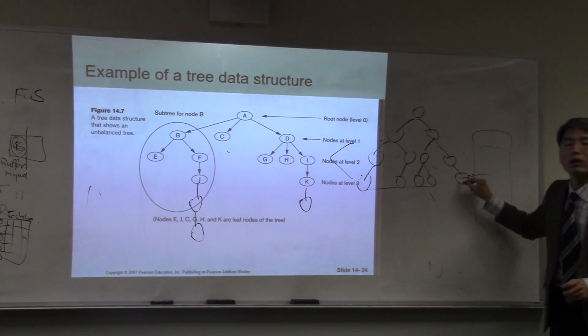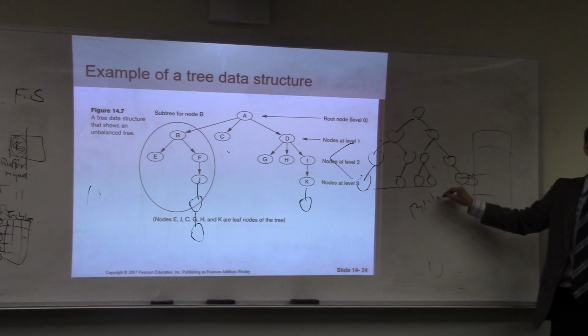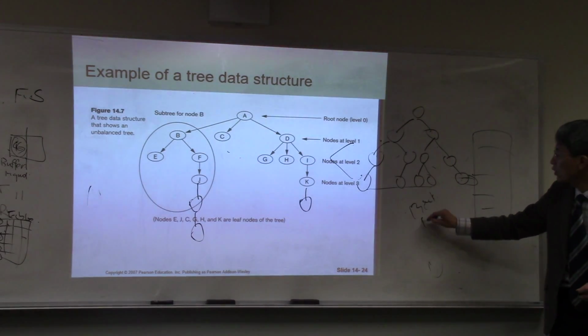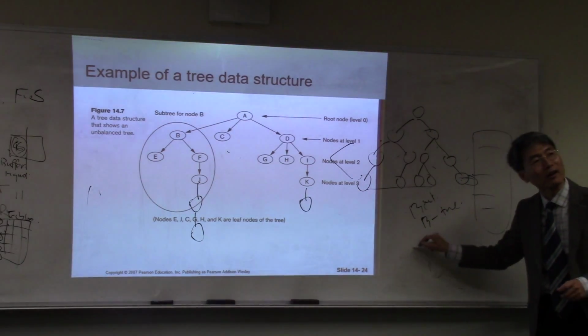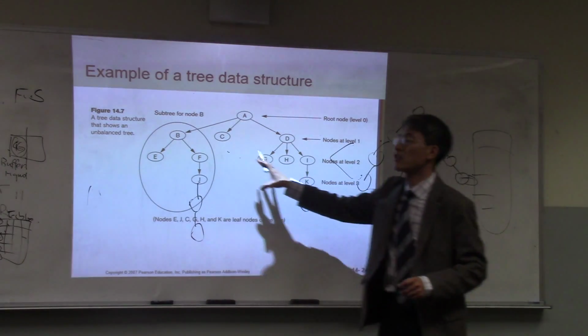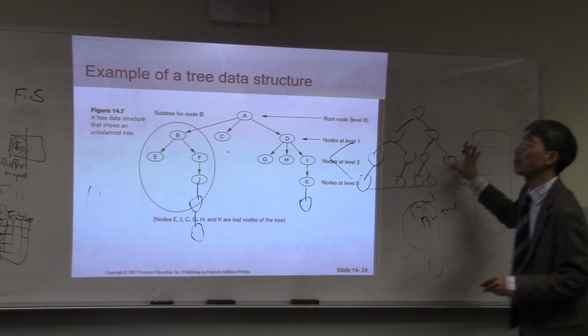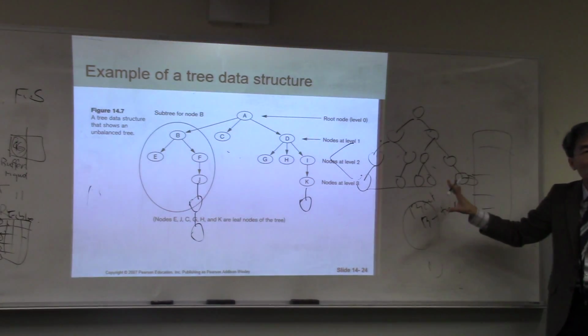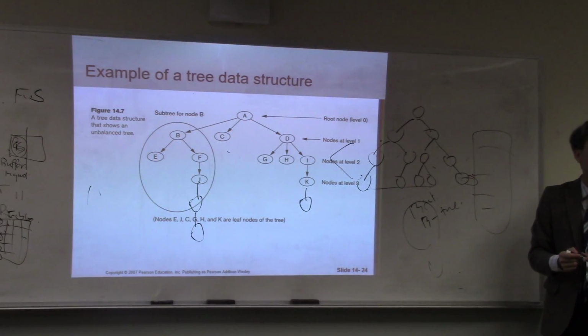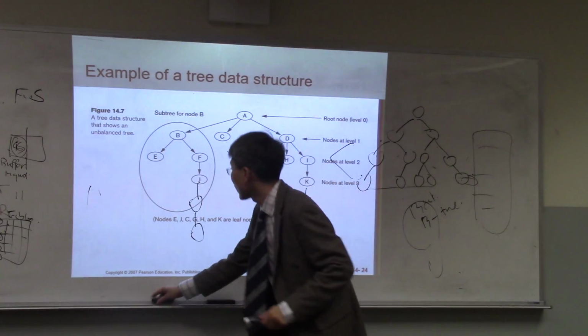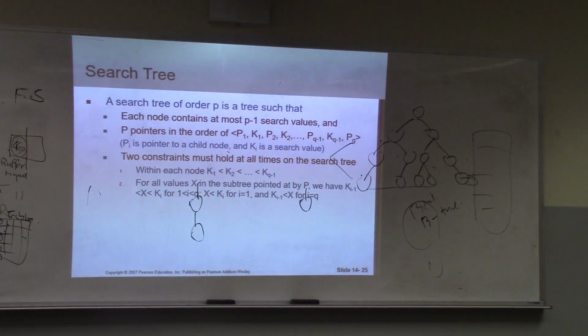So this is called a balanced tree. Because of that, B-tree is called balanced tree. This is just a search tree, a general search tree, and this is a balanced tree. And the DBMS uses such a balanced tree as an indexing structure. Okay, so let's take a look at the search tree a little bit more.